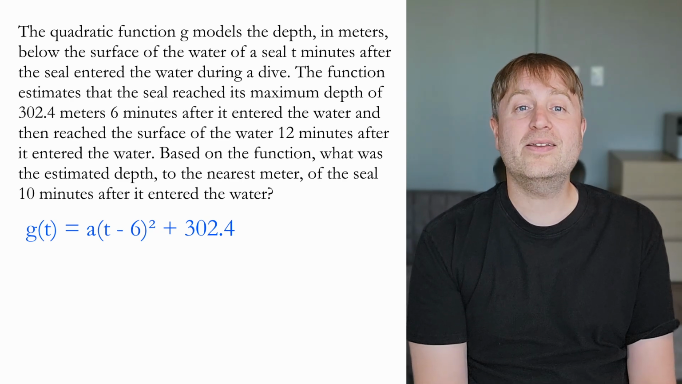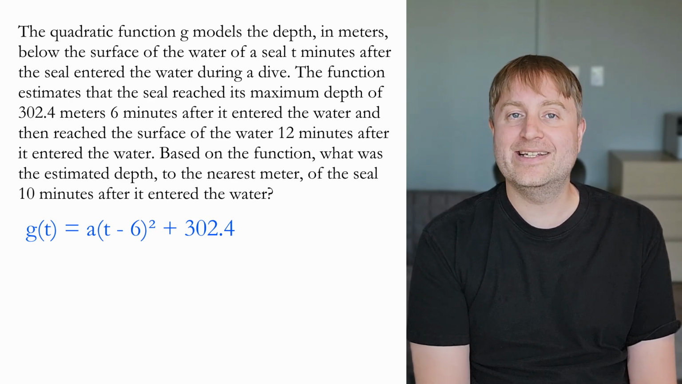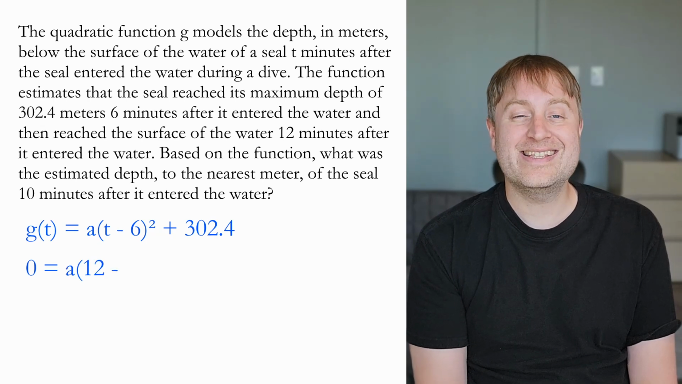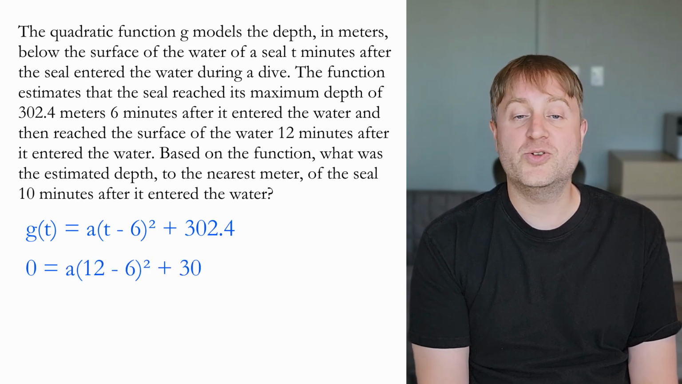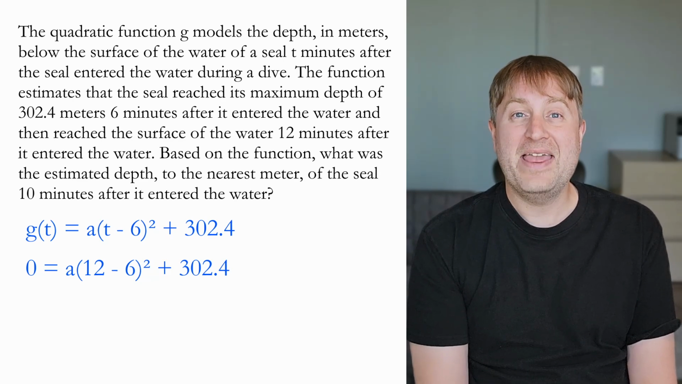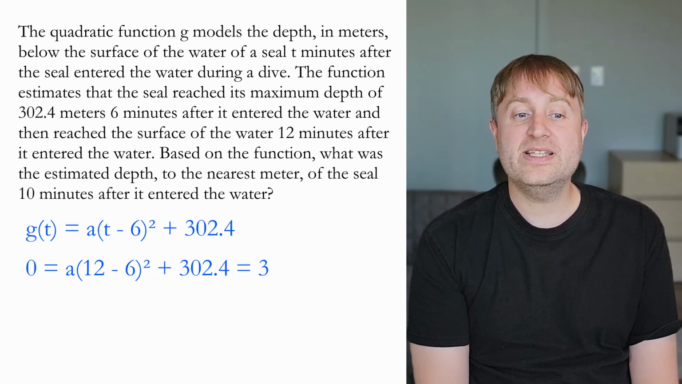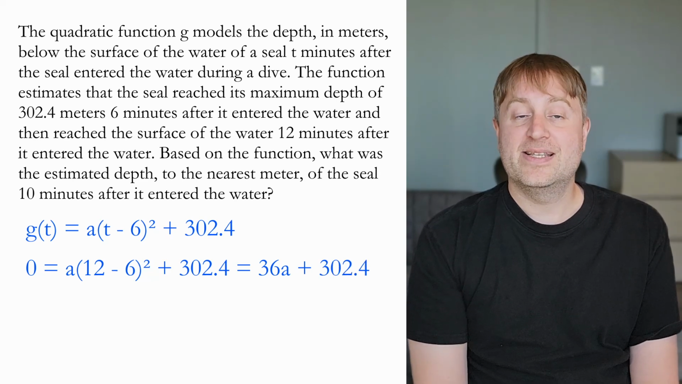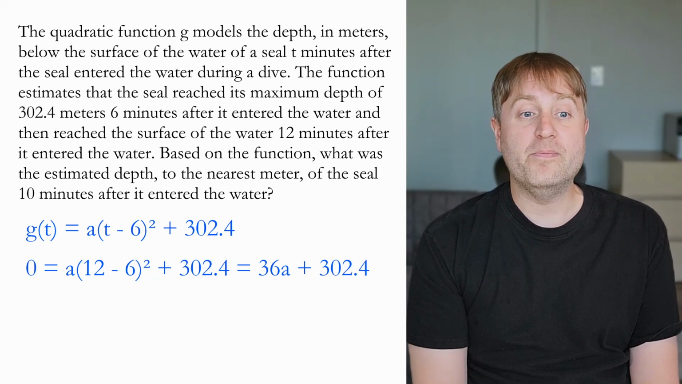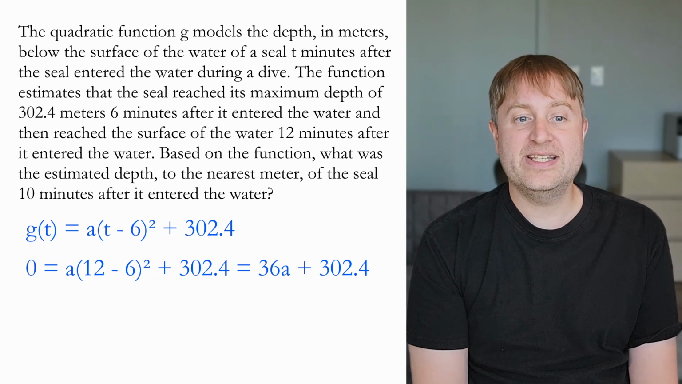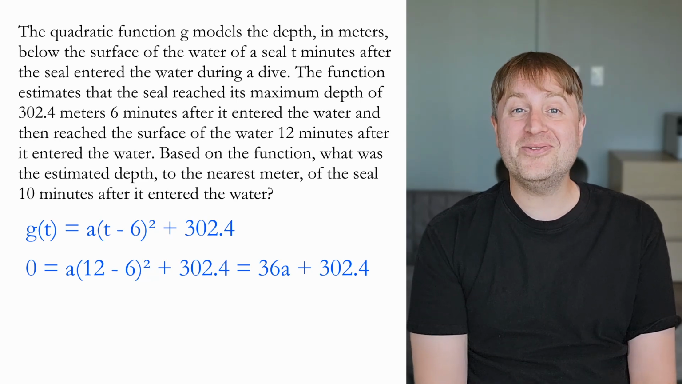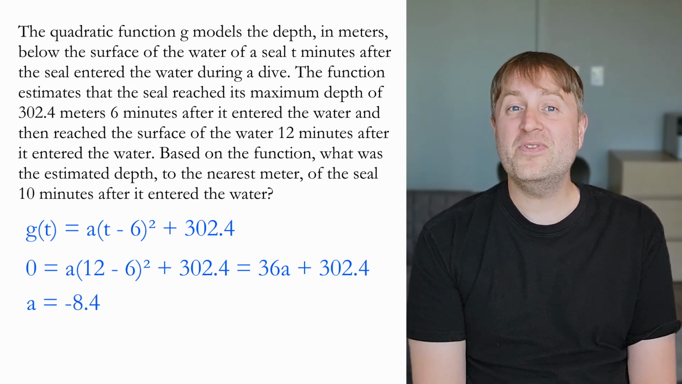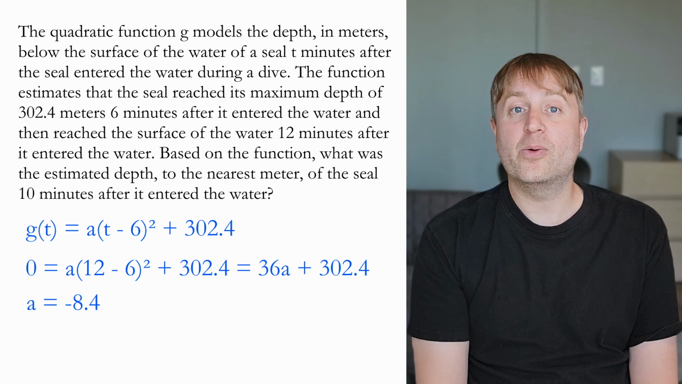0. If we plug that point into our equation, we get 0 equals a times (12 minus 6) squared plus 302.4. And that simplifies to 36a plus 302.4. Now we just subtract 302.4 from both sides and divide by 36 to solve for a. And when we do that, we can see that a equals negative 8.4. Now that we've solved for a, we're ready to return to our equation.